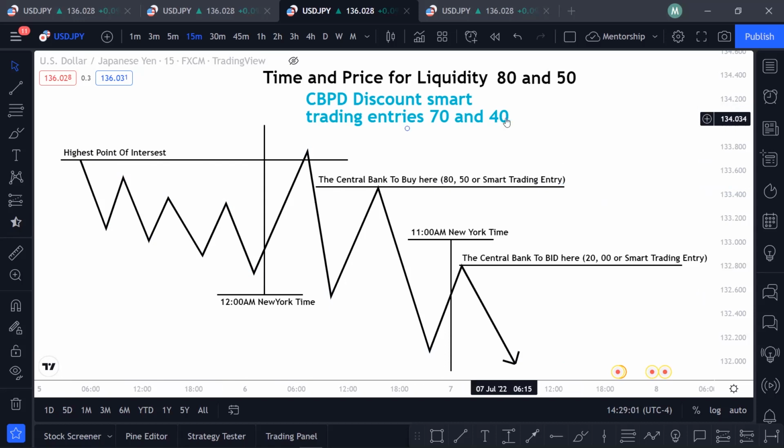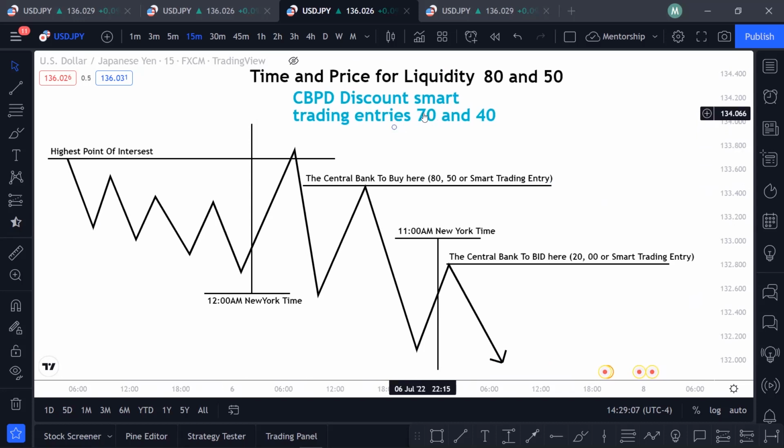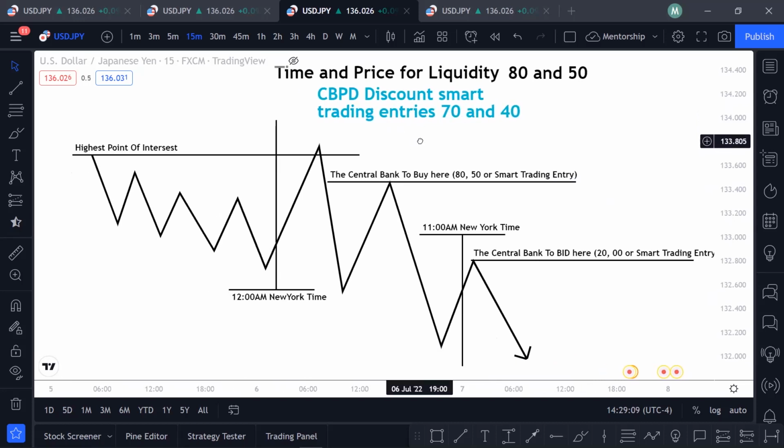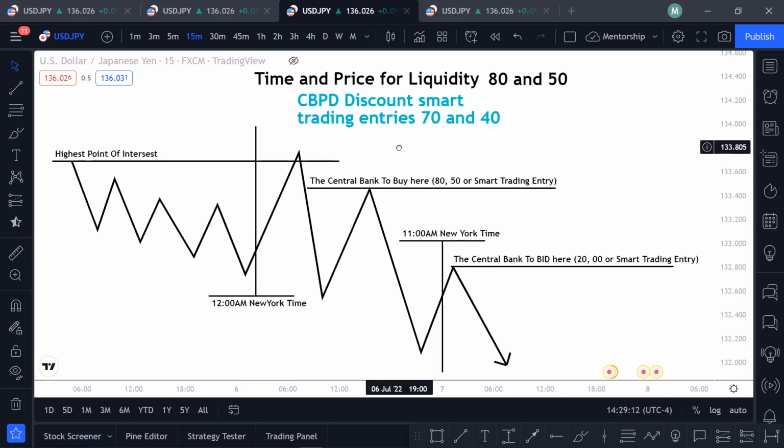70 and 40. Let me explain to you why I chose these ones. Because, I've been in this business for a very long time, and I used to ask myself the same questions that you're asking yourself. Why 70 and 40? Well, 70 is the next level below 80, and 40 is the next level below 50. Why are they smart trading entries? Because this is where smart money will sell if they don't want to bring price to the 80 level.